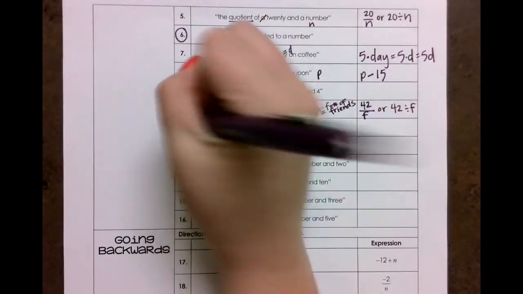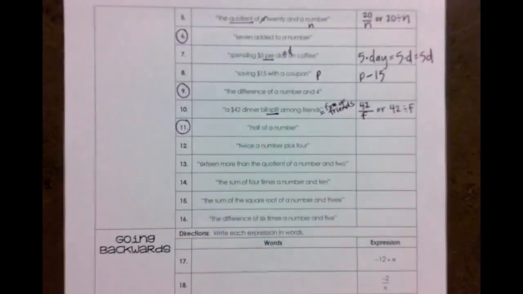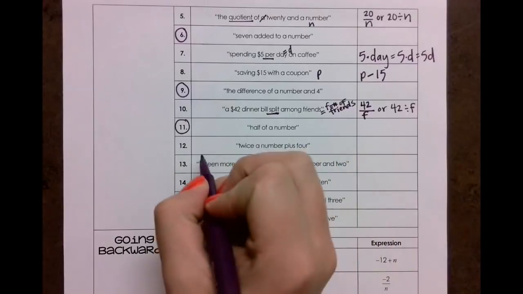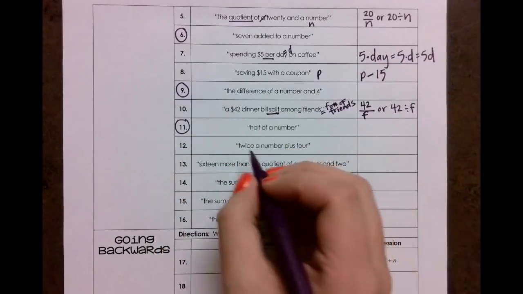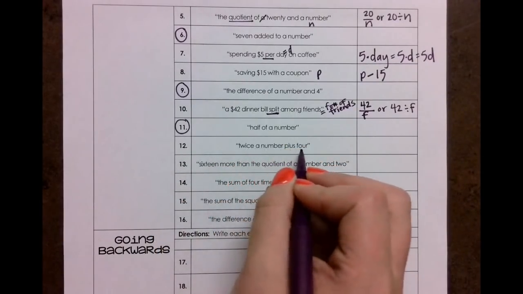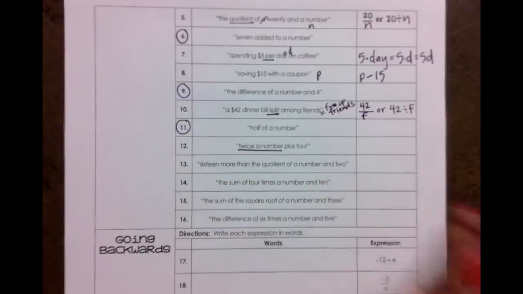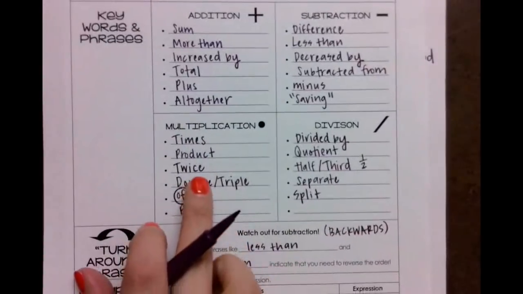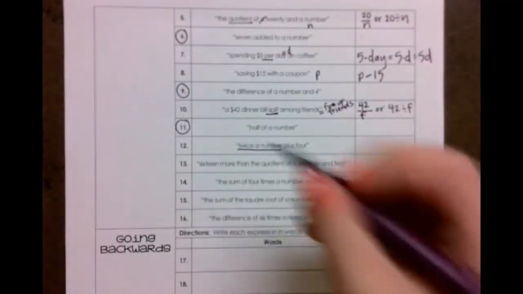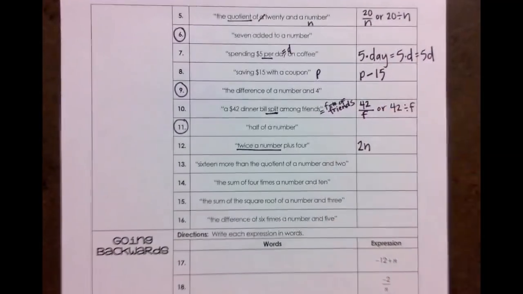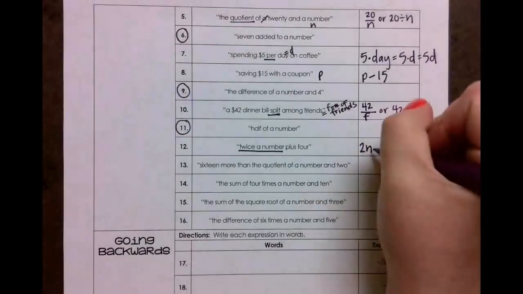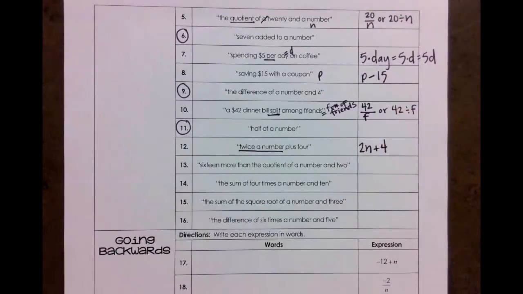Alright, so I want you to circle number 11 and skip that. I want you to come down to number 12. Twice a number plus 4. So twice a number, this is 2 operations. Twice a number tells me, if I go back, twice is right here under multiplication. So twice a number, so 2 times n plus 4. If I look over, plus is under addition, so then I'm going to add plus 4. Nice and simple.